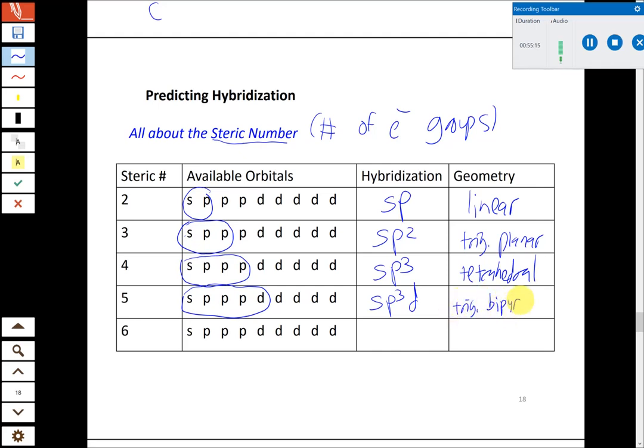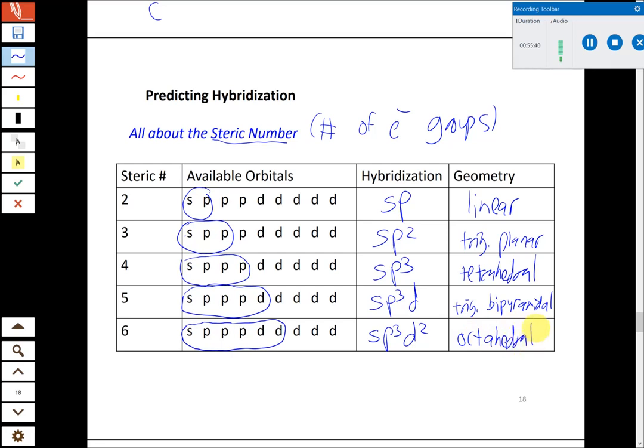So anytime you have 5 electron groups. And then finally, 6 electron groups, which is as high as we went. You need to hybridize 6 orbitals. So you take an s, 3 p's, and 2 d's to give you a total of 6 hybridized orbitals, which then becomes sp3d2 or d2sp3. They can be written in different orders, but they mean the same thing. And this is the octahedral electron group arrangement.